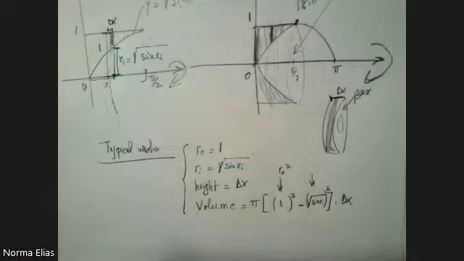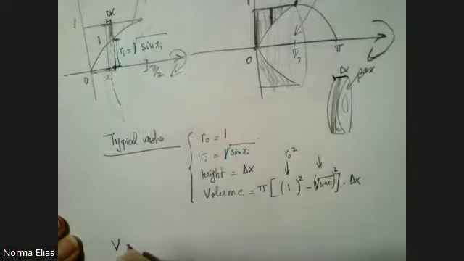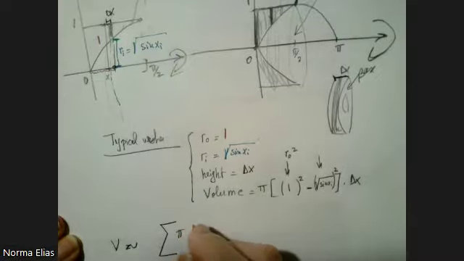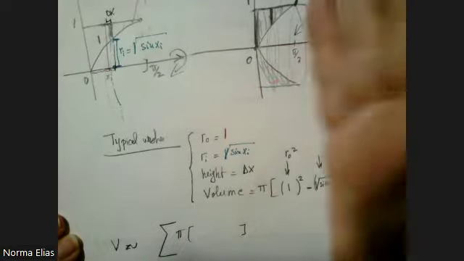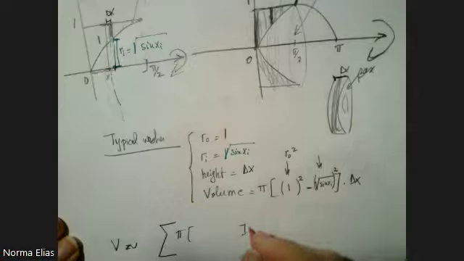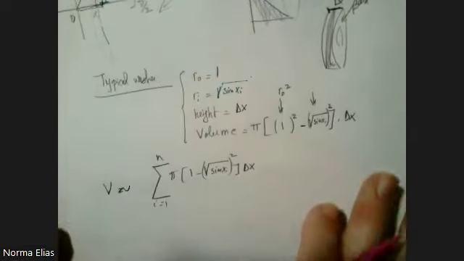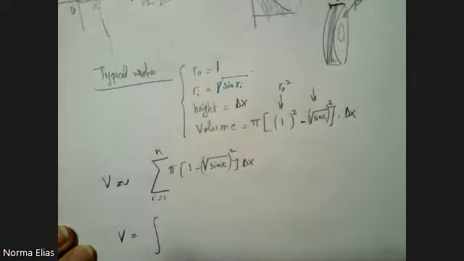Once you are at this stage, believe me, you are absolutely done with the problem. Almost. Now the setup. The volume is almost the sum of the volumes of those little washers. So we're filling this with those vertical washers, and we're adding their volume. This is my delta x, and this is 1 minus the square root of sine, squared, i equals 1 to n. So this is my Riemann sum. So finally, the volume is the integral.